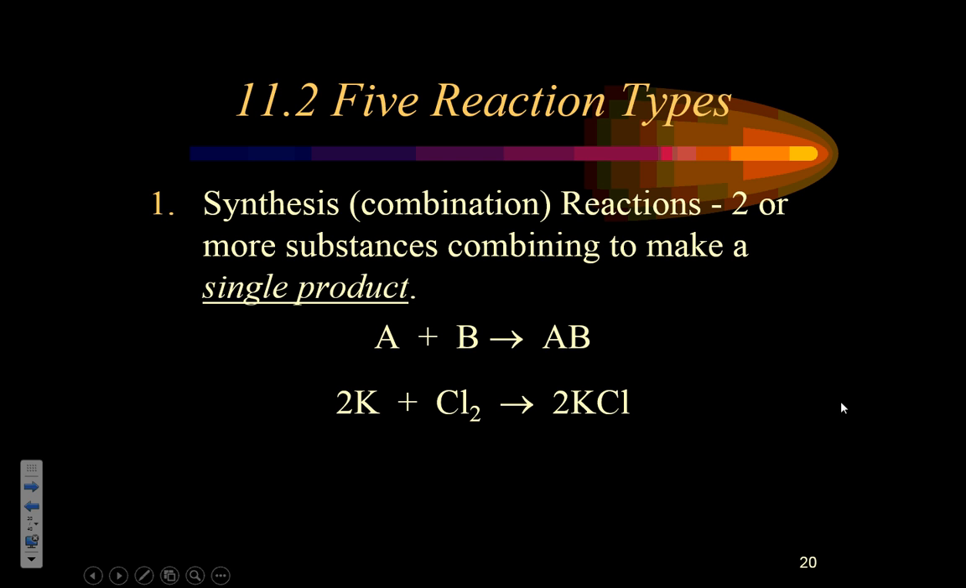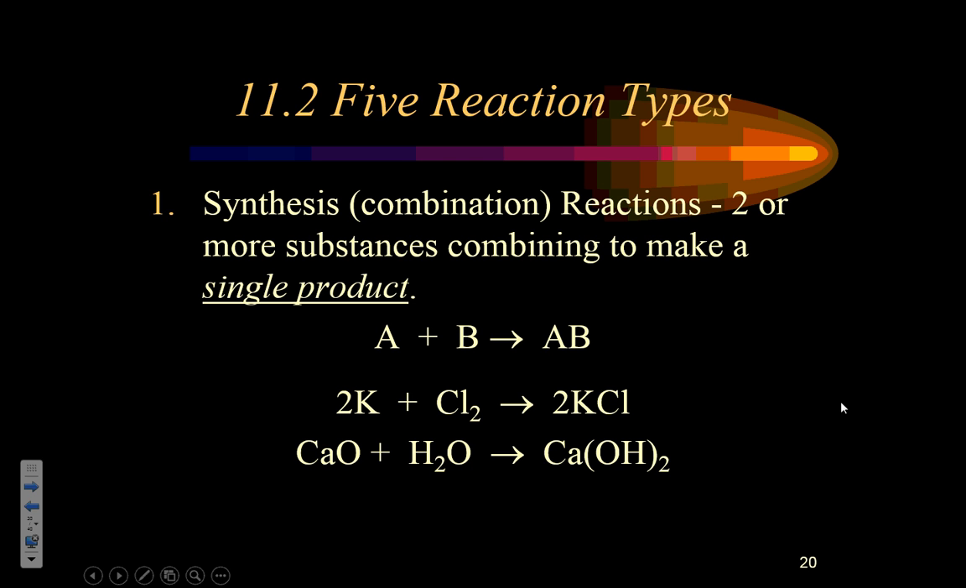Now, as an actual chemical reaction, it might look like this. 2 potassium atoms combine with 1 chlorine molecule to make 2 formula units of potassium chloride. But notice we're only making one kind of product. So it really has only one product substance on the product side. So 2 or more things combining to make a single product, that's got to be synthesis.